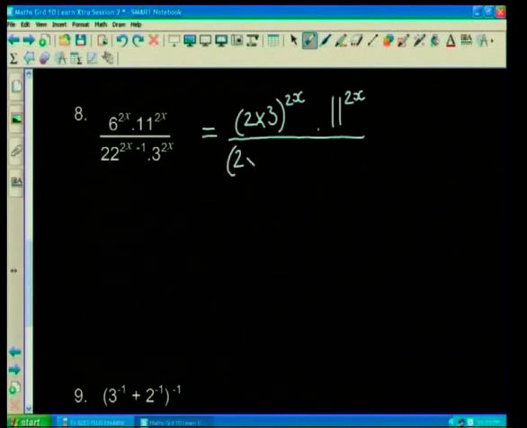And then at the bottom, 22 is actually 2 times 11. Can you see where this is going? We've got a 2 at the top, a 2 at the bottom. We're going to have an 11 at the top and 11 at the bottom. It's going to work out nicely for us. 2x minus 1 is the exponent that was given to us, and then we've got times 3, and there we go, 3 at the top, 3 at the bottom, so everything's matching up quite nicely.